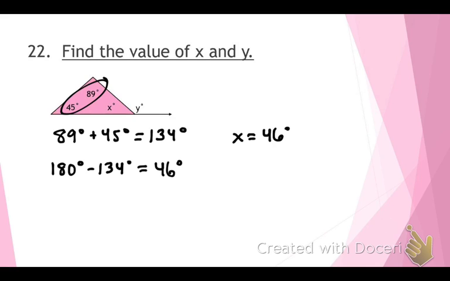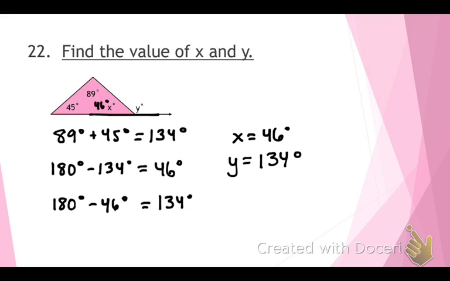Now, if I know that this is 46 degrees, and I know that this is a straight angle, how can I figure out what y is? 180 minus 46. Okay, we know a straight angle means 180 degrees minus what this angle is right here, which is 46. And Carlos, what'd you get? 134 degrees.